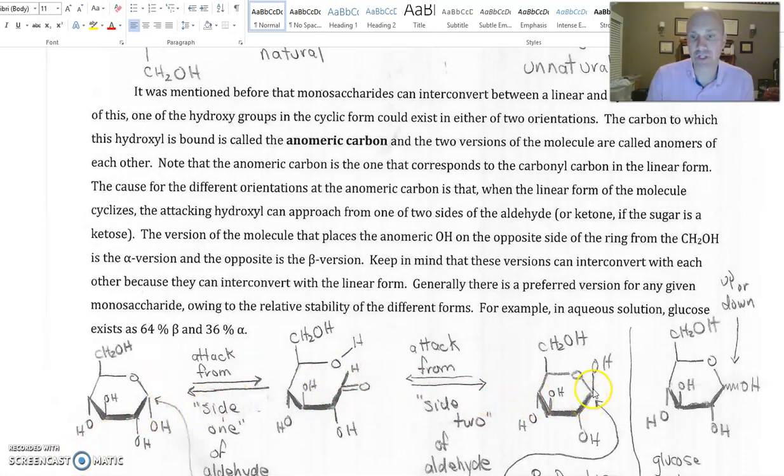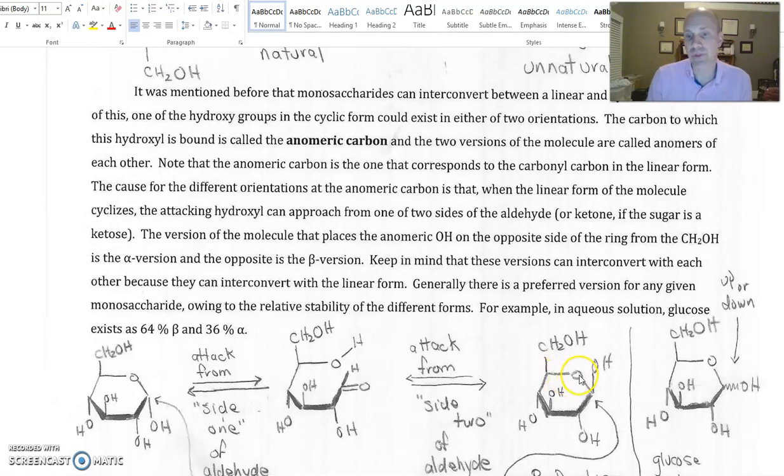Another thing that I wanted to mention is that once you identify that anomeric carbon, which in this case would be this carbon right here, that is considered to be the number one carbon of the monosaccharide. So the numbering of this goes 1, 2, 3, 4, 5, 6. And that numbering is going to be important when we start to talk about the linkages between monosaccharides.